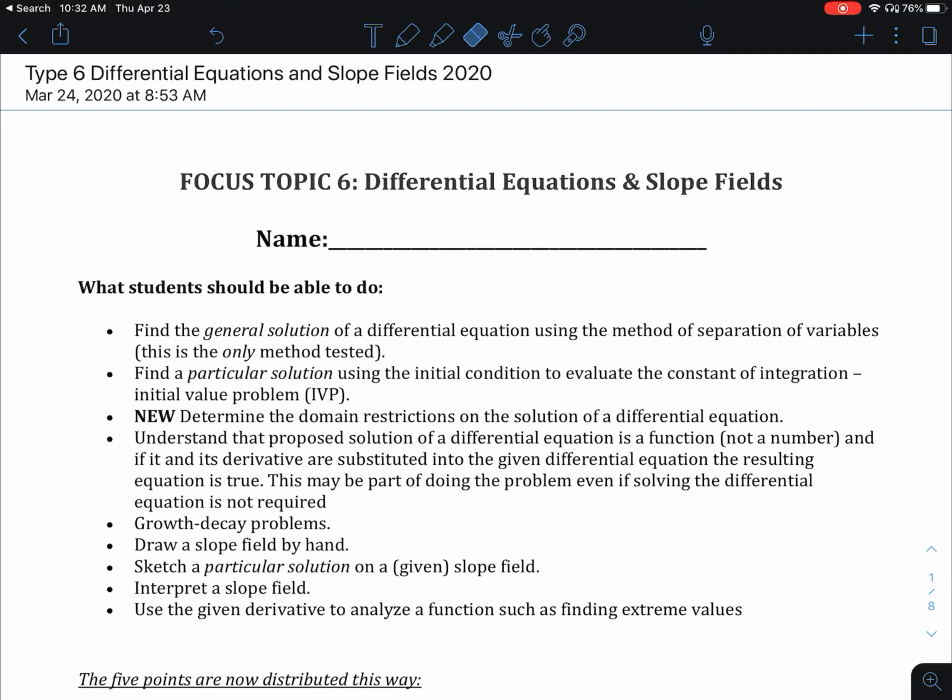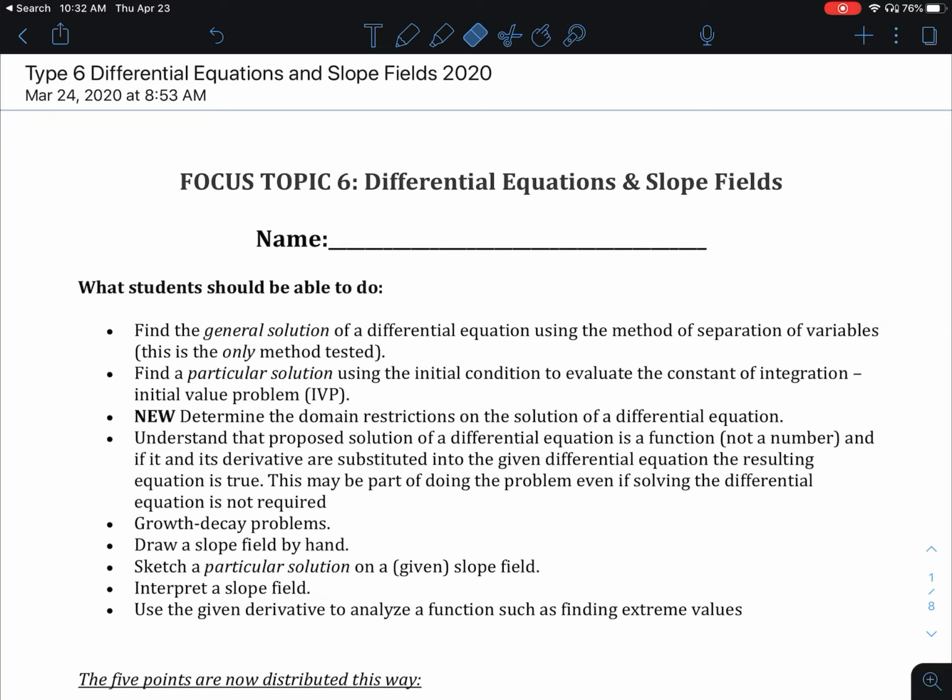Proposed start, type 6, differential equations in slope fields. That leaves just type 7. We have done a couple of these problems. 2015 number 4 we have done, and 2017 number 4 we have done. Those were in the low scoring free response questions.